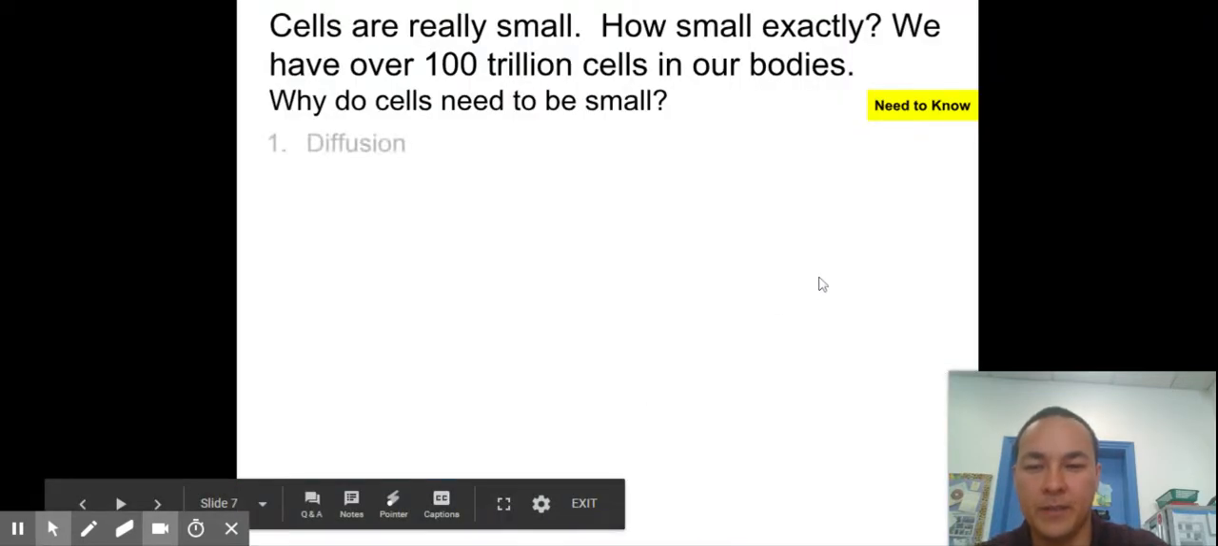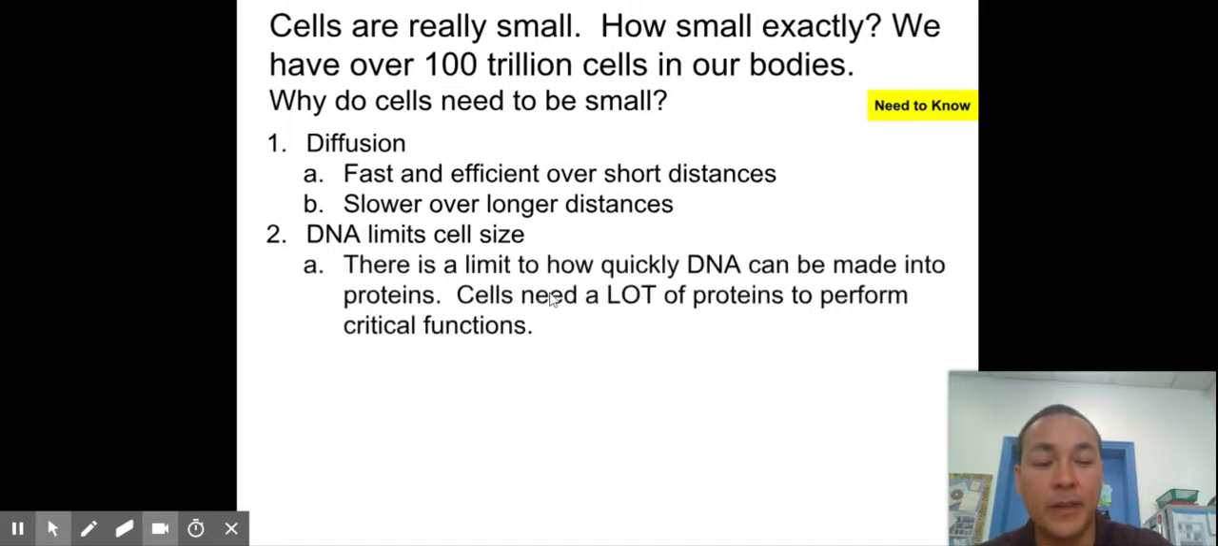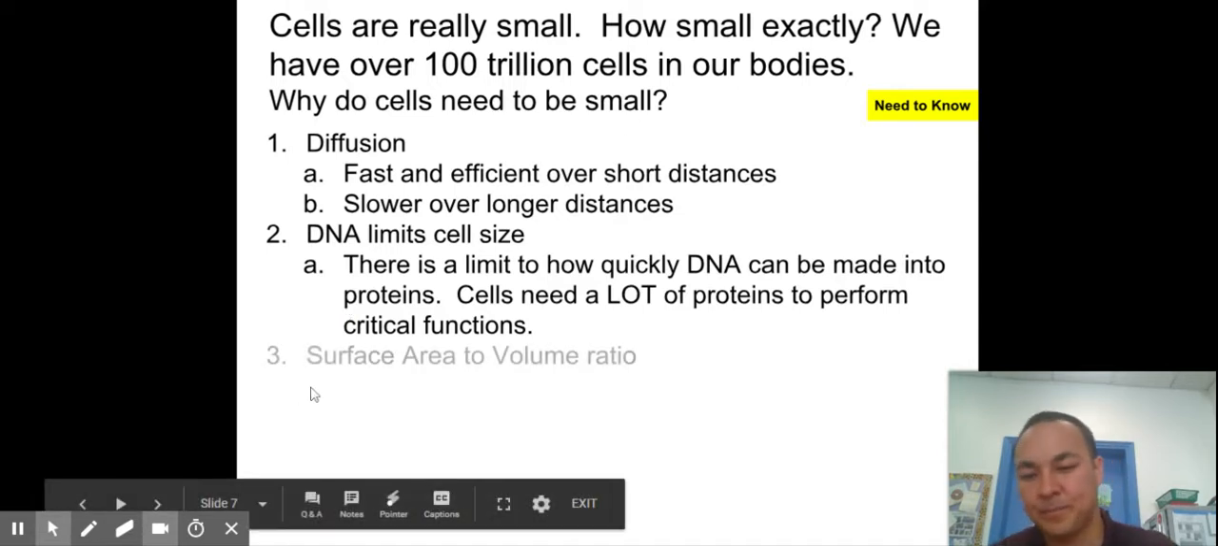So here we go. I gave you these slides in class, so cells have to be small for diffusion rates. DNA limits cell size. We only have 1 copy of DNA inside of our cells. It needs to be opened up and expressed with RNA polymerase to make proteins. If you're really big, you need a lot of proteins, so it's just going to have a limit on cell size. You would need extra compartments of DNA.